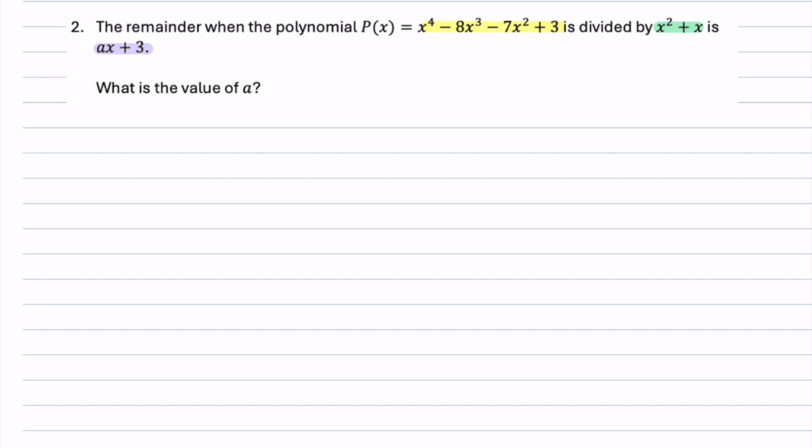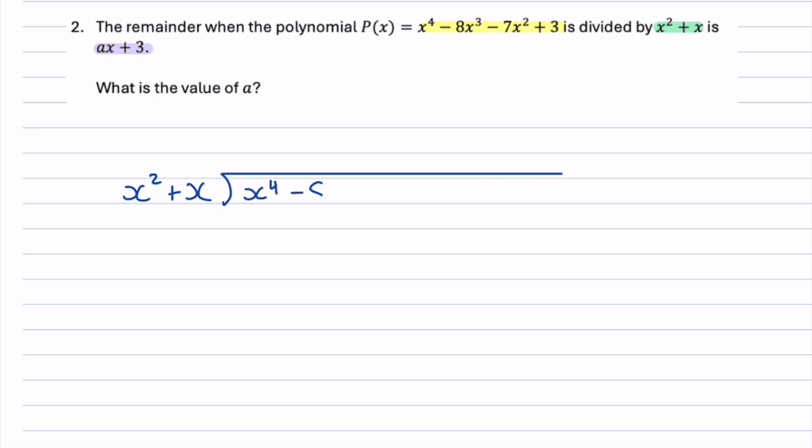So I'm going to do my long division, and then I should end up with a remainder in the form of that linear expression there. So I'm going to set myself up. I'm going to have x squared plus x, and then I'm going to set up my long division so the polynomial is under here.